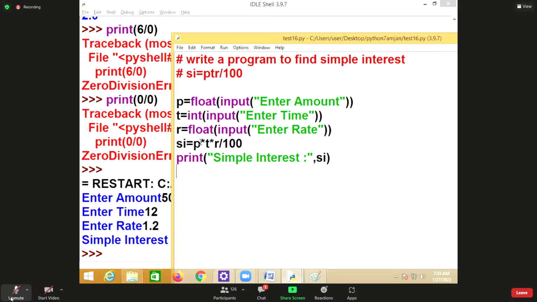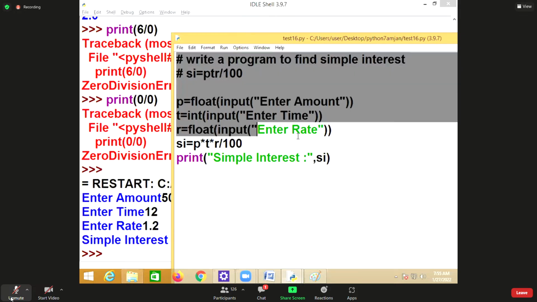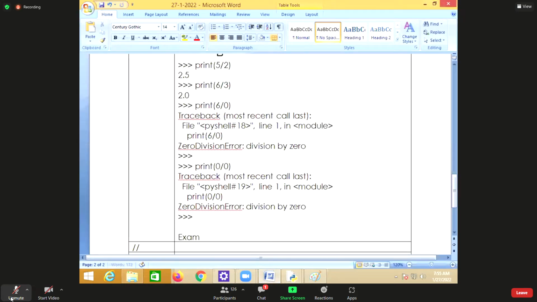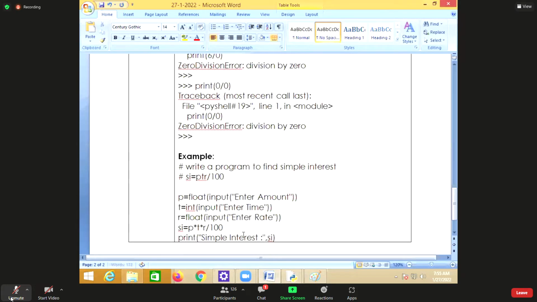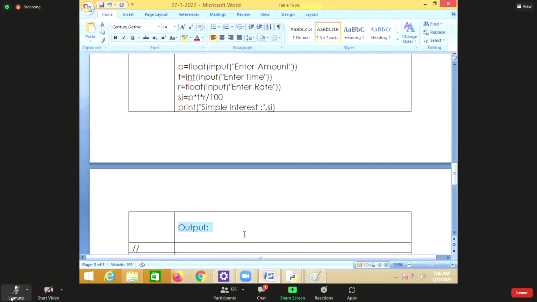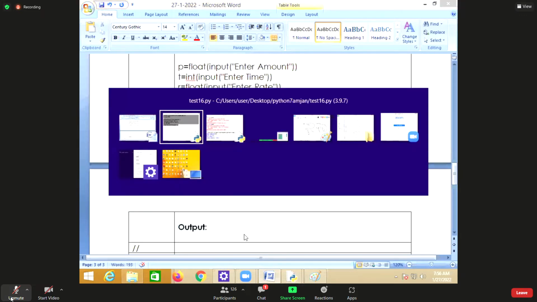In this, how many operators am I using? Two operators. One is the multiplication operator and one more is the division operator.